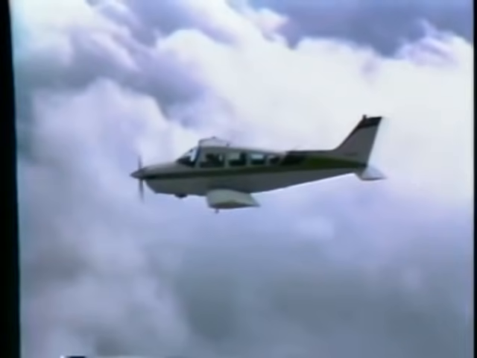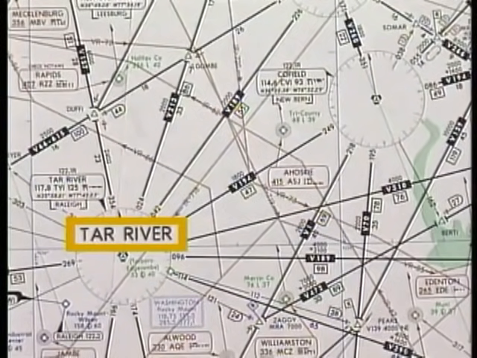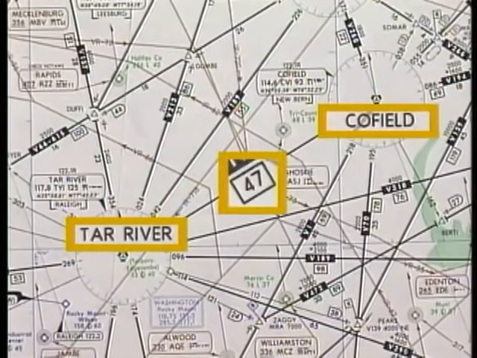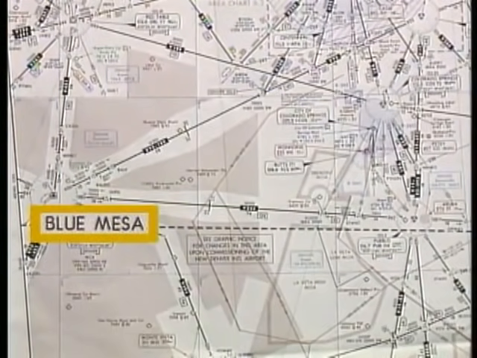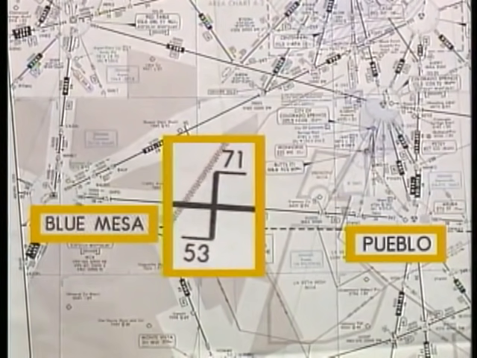When flying between two nav aids, you normally change the frequency halfway between the two stations. For example, if you were flying from Tar River to Cofield, you would change to Cofield 23.5 miles from Tar River. In some areas, however, the actual point of change will be designated. In this case, the mileage from the corresponding nav aids is indicated with the changeover symbol.